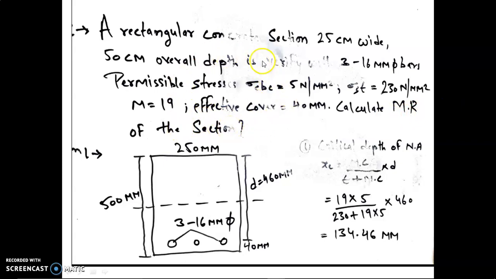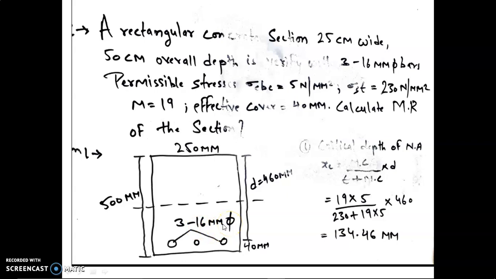So first we have to draw the diagram. So here is the diagram. We have given 25 centimeter, means we convert in mm, we get 250 mm. Overall depth is 500 mm. Effective cover is 40. So effective depth is overall depth minus effective cover. This part we covered in our previous lecture. So here we get 460 as effective depth and 3 bars of 16 mm dia.